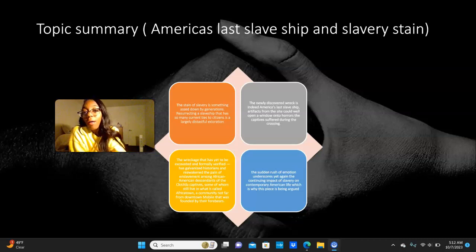The stain of slavery is something that's passed down by generations. Resurrecting a slave ship that has so many current ties to citizens is a largely distasteful exploration. The newly discovered wreck is indeed America's last slave ship on record. Artifacts from the site could well open a window into horrors about the captives that suffered during the crossing of the slave ship.